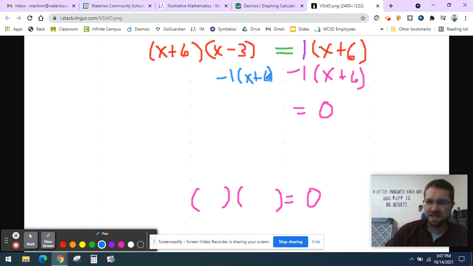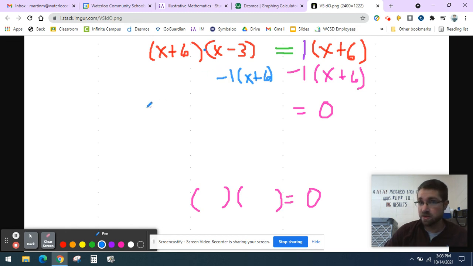It would be very tempting to just cancel out those x plus 6's, but that's not the way this works, okay? Because right now, there's technically multiplication going on right there. And you can't add or subtract until all of your multiplication is done, right? That's how order of operations goes. So I can't take that away.